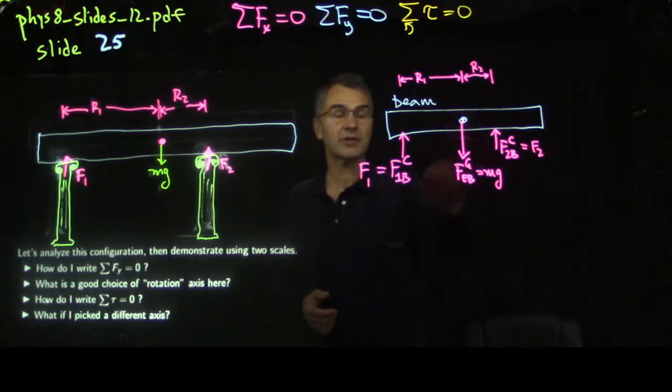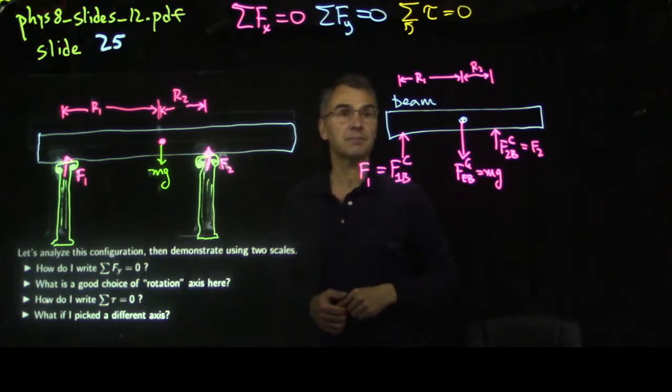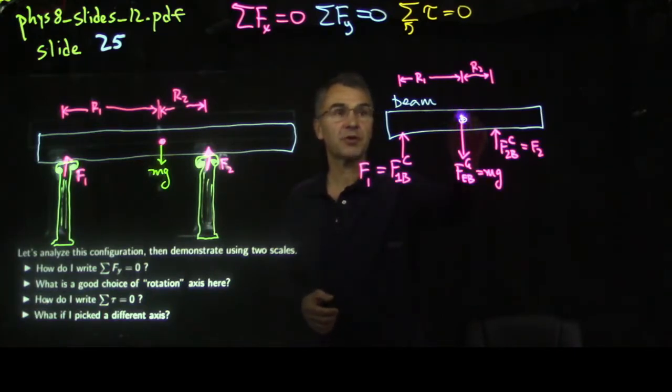In the case of the gravitational force, we treat it as if its effect were entirely concentrated at the center of mass of the beam. We draw an arrow passing through the point of application of the force, which is the center of mass or center of gravity of the beam, and pointing downward. We label it the gravitational force by Earth on the beam, and then we know its magnitude is mg.